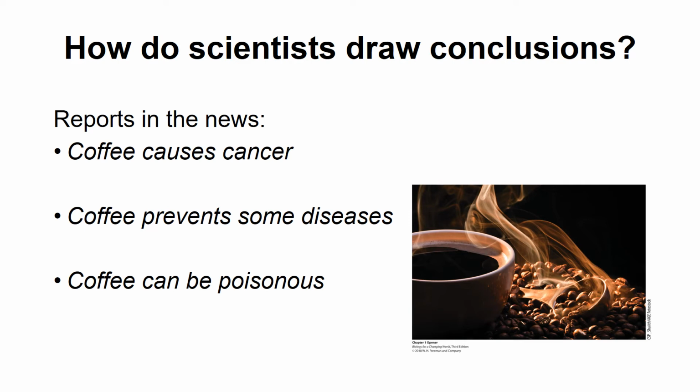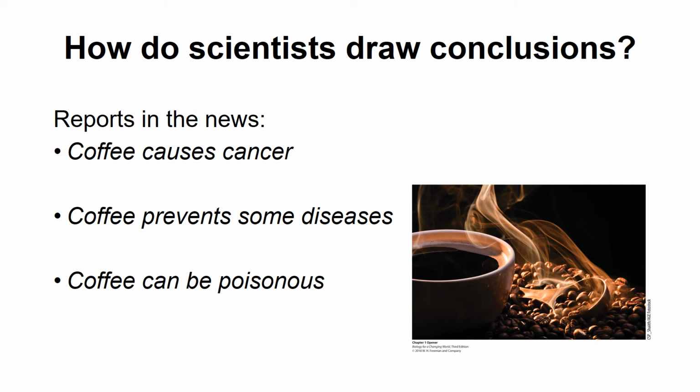And the reason for that is because a lot of times we get news reports. So in this particular case, we're talking about caffeine. Caffeine causes cancer. Caffeine can prevent some diseases. Caffeine can be poisonous. How is it possible that caffeine can be helpful to your body and can also be harmful at the same time? Which one's true? Which one should you believe? So we're going to teach you how to read graphs in order to determine which of this information is true.